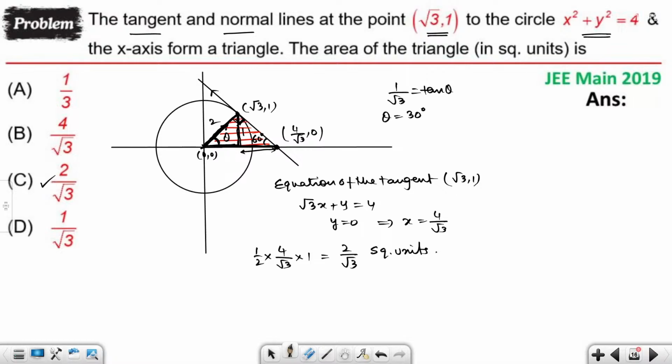There are a lot of ways of doing this sum, but I think this is a better way to do it. Is it clear? Okay, so let me just reveal the answer. Yeah, it's C. Okay, let us move to the next problem.